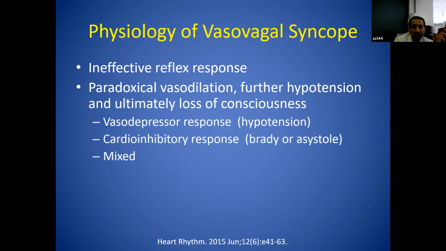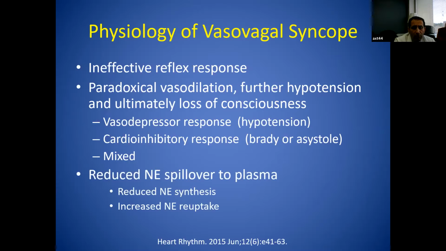And you can have either a pure vasodepressor response, which is purely hypotension. You can have purely a cardioinhibitory response, profound bradycardia or asystole, and most often it's a mixed response. And we're also dealing with reduced norepinephrine spillover to the plasma, and that can be in the form of either reduced norepinephrine synthesis or increased norepinephrine reuptake.